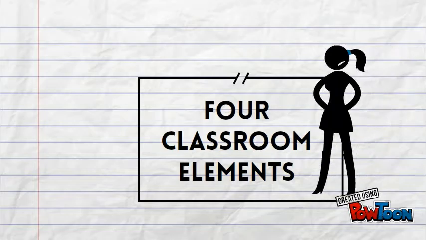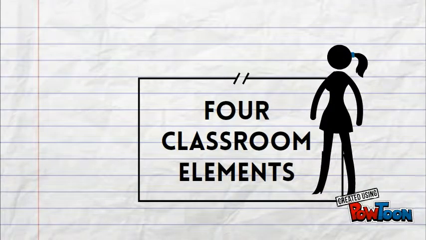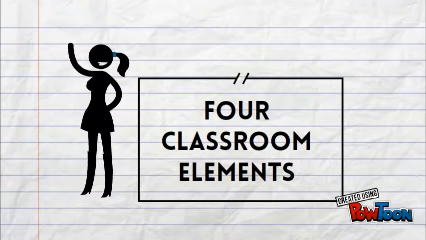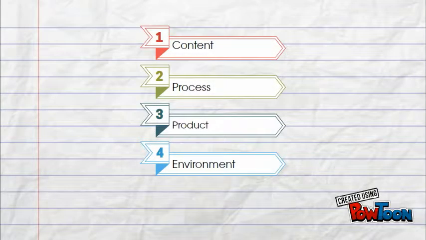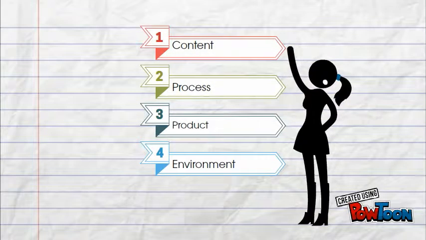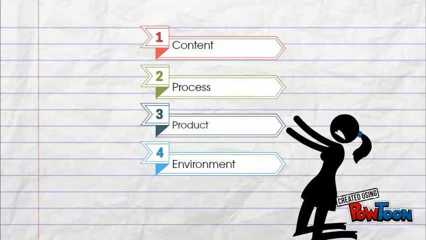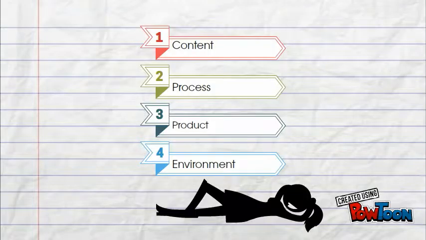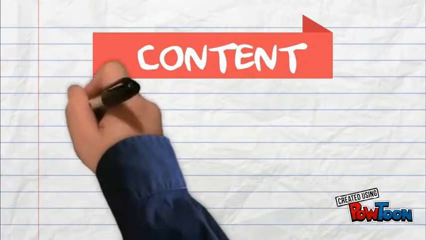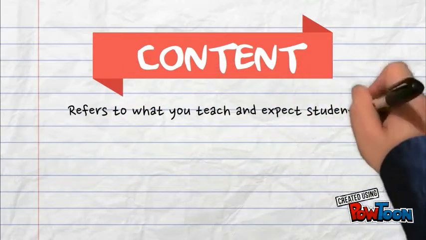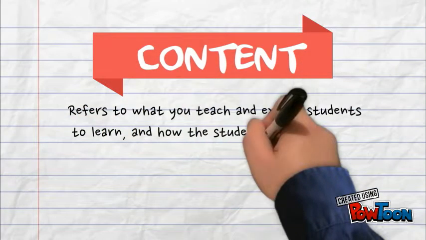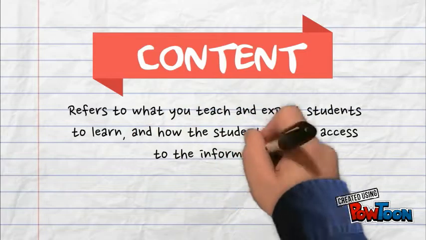Teachers can differentiate at least 4 classroom elements based on student readiness, interest, or learning profile. Teachers can differentiate content, process, product, and the learning environment. Let's first look at content. This refers to what you teach and expect students to learn, and how the student will get access to the information.